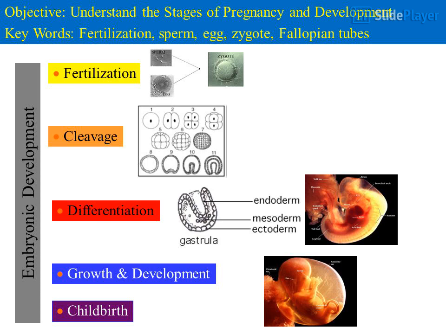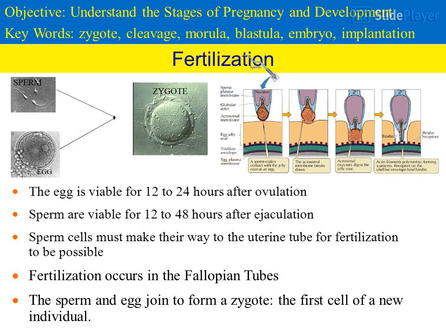Embryonic development. Objective: understand the stages of pregnancy and development. Keywords: fertilization, sperm, egg, zygote, fallopian tubes. Fertilization. Cleavage. Embryonic development. Differentiation. Growth and development. Childbirth.